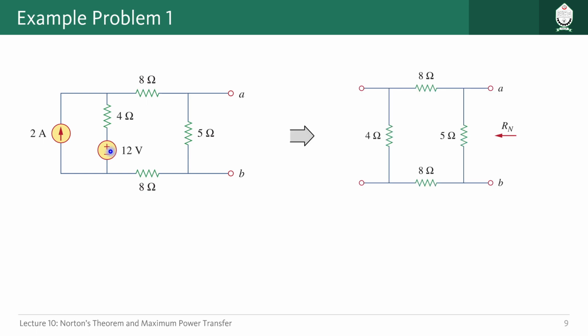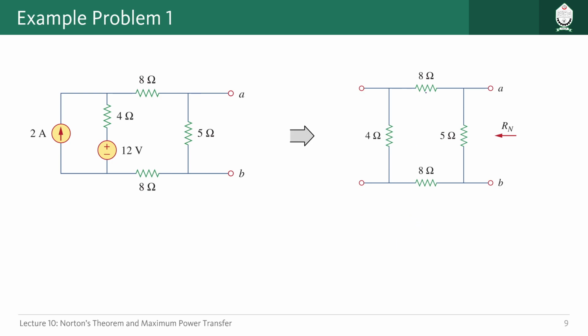Then the circuit should look something like this. So we have open circuited this portion, and for this one, in series with this 4 ohm resistor, we have just disconnected the 12 volt voltage source and short circuited this particular portion. This is our equivalent circuit, and across A and B, what is the equivalent resistance we get? That will be the value of Rn, right?